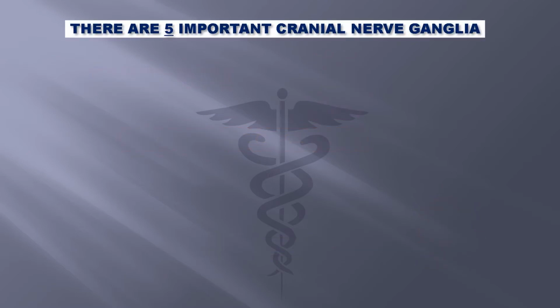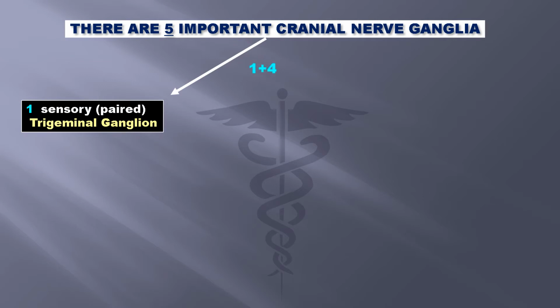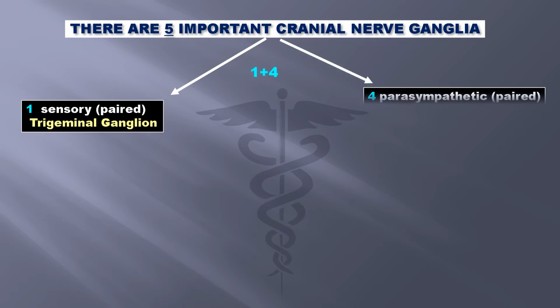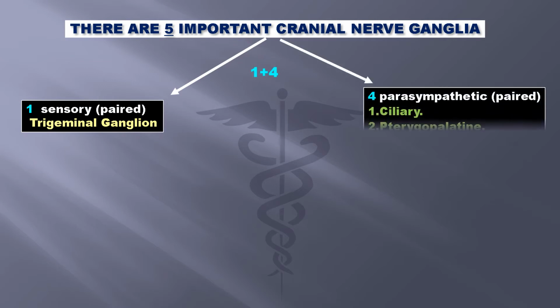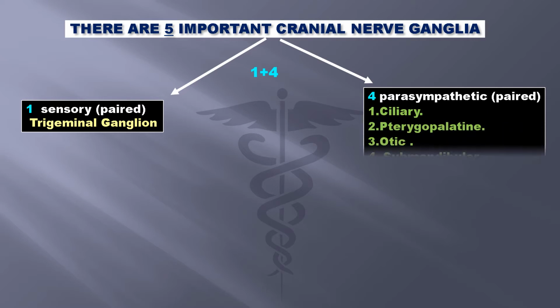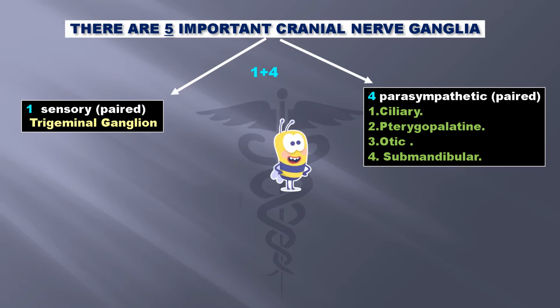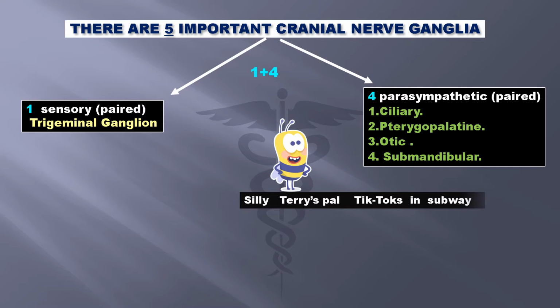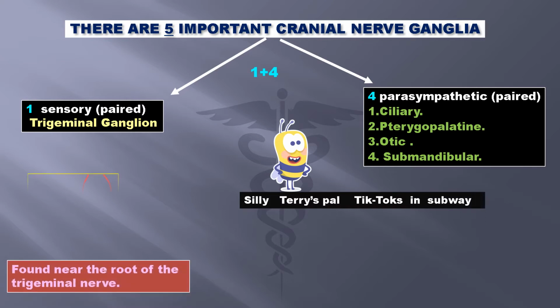There are 5 important cranial nerve ganglia. 1 sensory, that is the trigeminal ganglion. 4 parasympathetic, that is ciliary, pterygopalatine, otic, and submandibular. All 5 are paired, that is there is one on the right side of the body and one on the left side of the body. We can remember this with a mnemonic: cili for ciliary, Terry-Spal for pterygopalatine, tick-tock for otic, and subwave for submandibular.